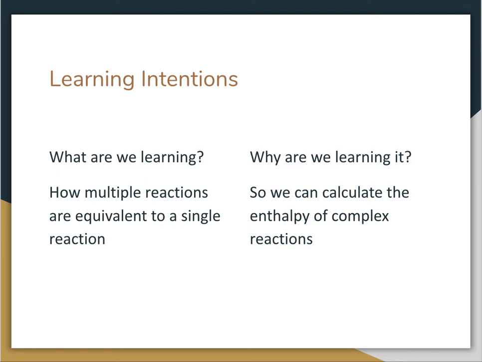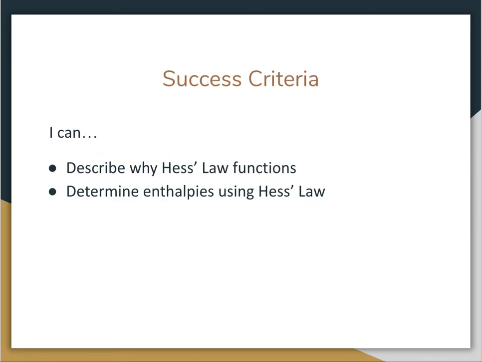Today we're going to talk about something called Hess's Law, which is how we take multiple chemical reactions and make them thermochemically equivalent to a single reaction. This is going to be our theoretical way of calculating enthalpy changes. So you need to be able to describe how Hess's Law functions and use it to determine enthalpies.